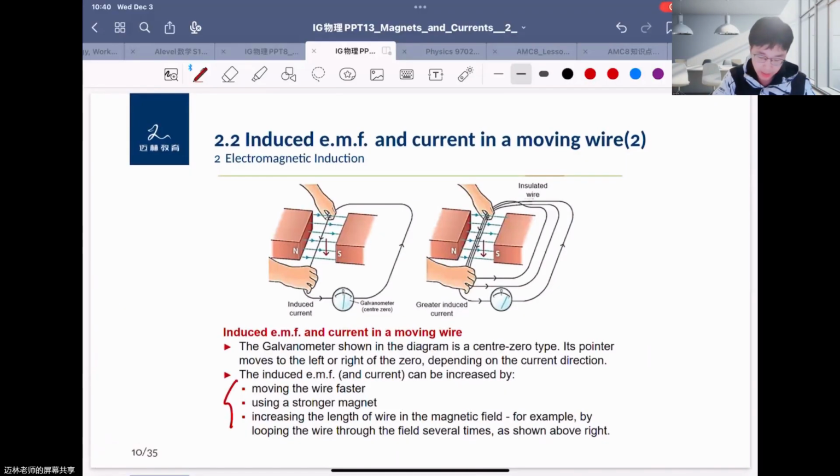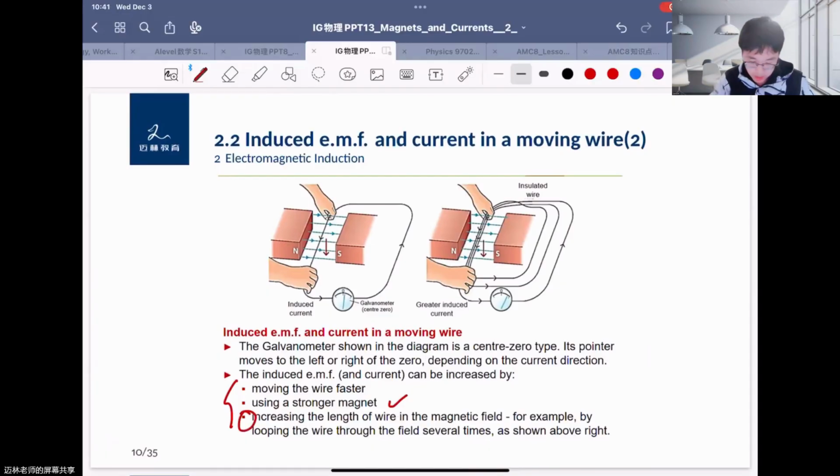Here are three methods. First, you can move the wire faster. Moving faster means you have a stronger force, so you can have a stronger force, stronger current, and stronger magnetic field. And then you can use a stronger magnet. Just like using the left-hand rule, if one item is very big, that means another item must be very big. They are directly proportional. So you can say using a stronger magnet.